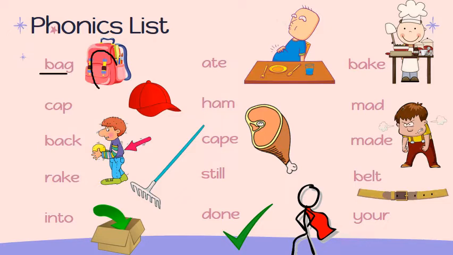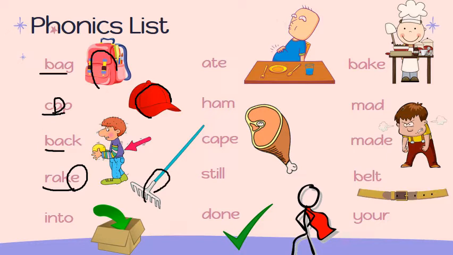We can also see a bag. Now we have the word cap. K-a-p. This is a cap. We can hear the short A sound in the word cap. We have the word back. Now we have the word rake. Don't forget the magic E, remember? So this is the word rake. Can you hear the long A sound in the word rake?